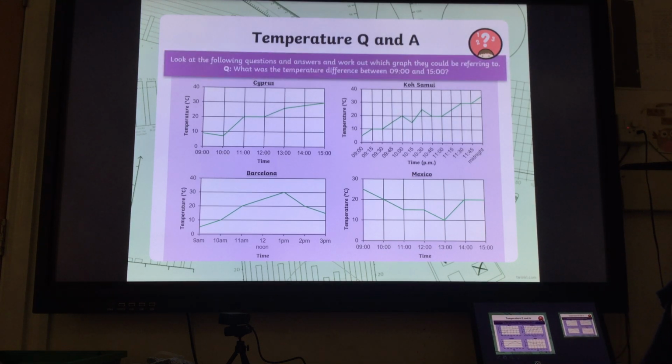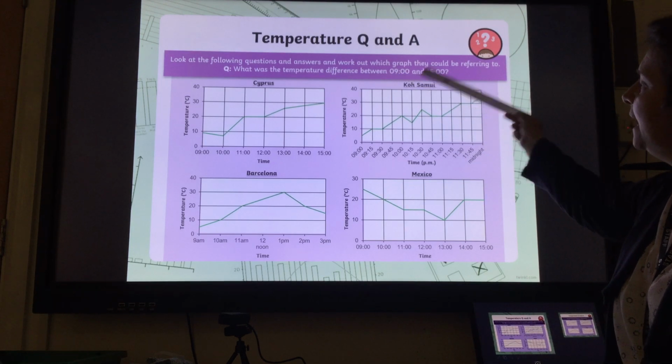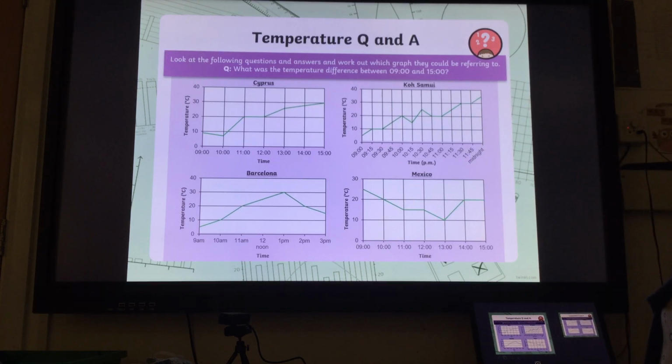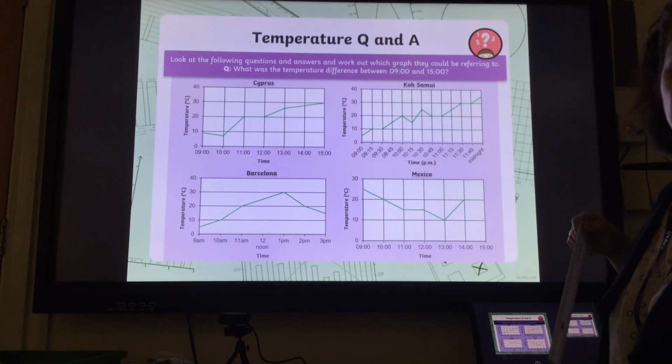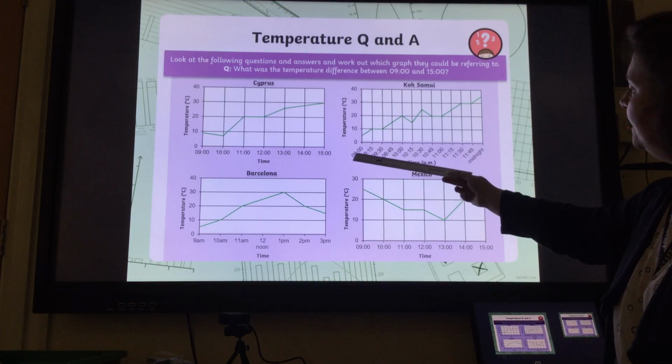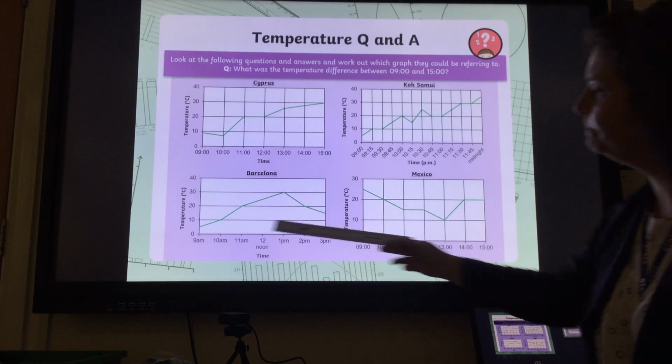So here we've got a question about the graph. Can you work out which graph they could be referring to? What was the temperature difference between 9 o'clock and 1500? So which graphs could we possibly be talking about? Are there any graphs that would show us the temperature difference between those times? So what about this one here? That shows us 9 o'clock to 1500. So could it be that one? This one's at 9 o'clock till midnight. Could it be that one?